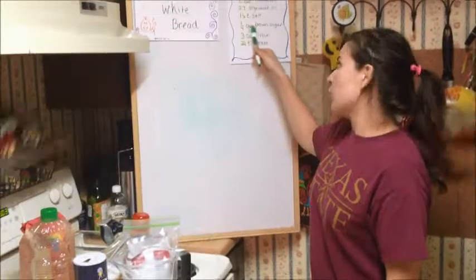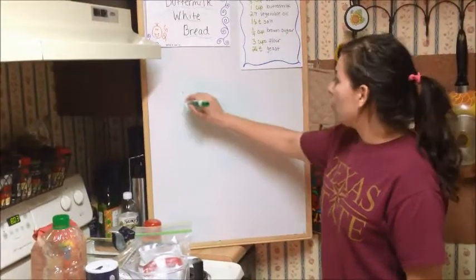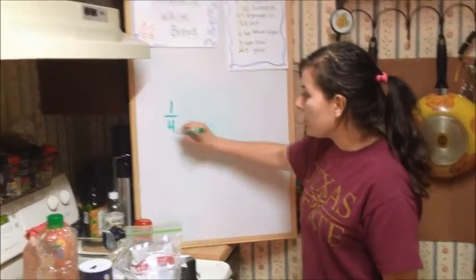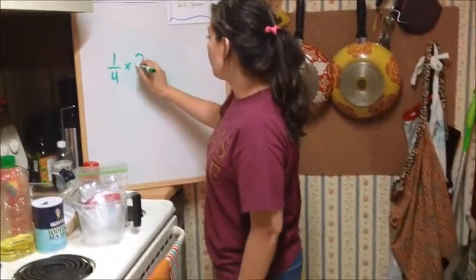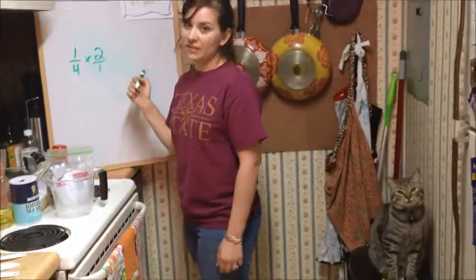So now we're going to go ahead and do this 1/4 cup of brown sugar. A 1/4 cup is just like saying 1/4, 1/4. So we're going to multiply it times 2 because we're doubling the recipe.